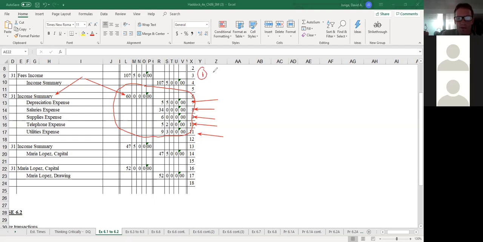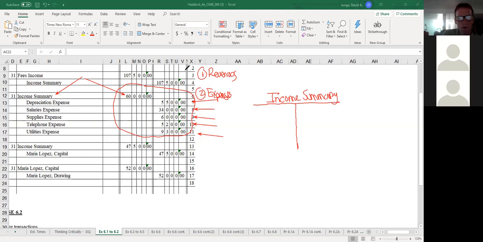So we've got the first one, which we closed out the revenues. This is the second one that we're now closing out all the expenses. Now, if I went over here, I'm just going to leave this one up. So let's write out income summary.